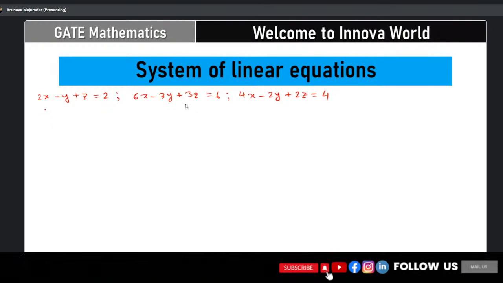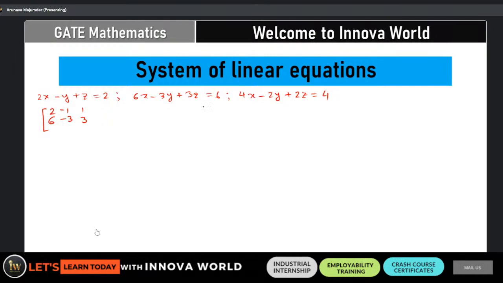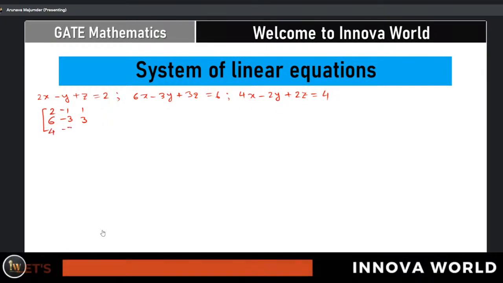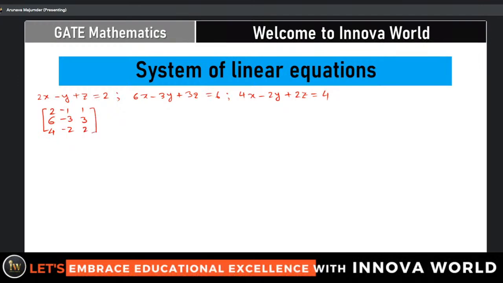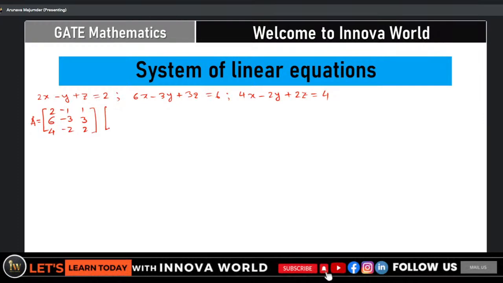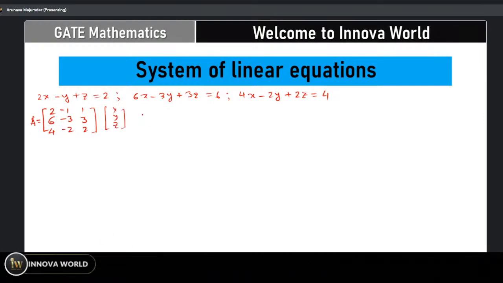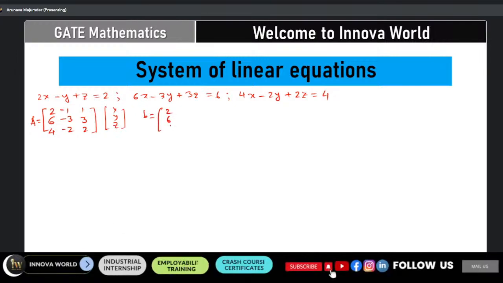The A matrix is the coefficient matrix: 2 minus 1 1. The second row will be 6 minus 3 3. The third row will be 4 minus 2 2. Okay, this is the A matrix. The vector is x y z, and the B matrix is the right hand side: 2, 6 and 4.